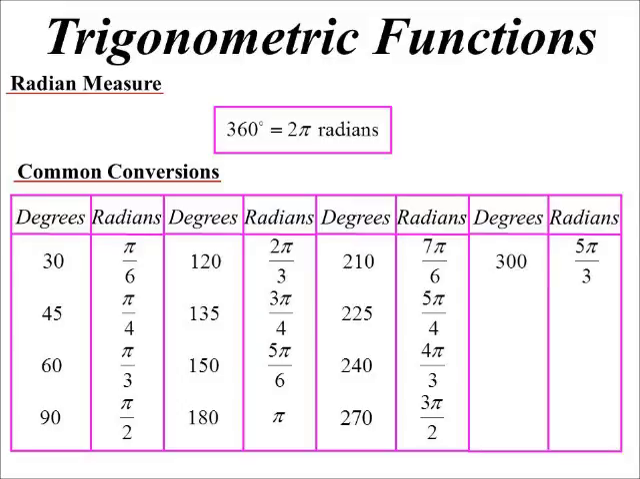There we go. 300, 5 pi on 3, 315, 7 pi on 4, 330, 11 pi on 6, and there's 360, 2 pi. So these are the sorts of ones we see a lot, because as I say, they lead to the exact values. But of course, there's no reason why it has to be one of those.